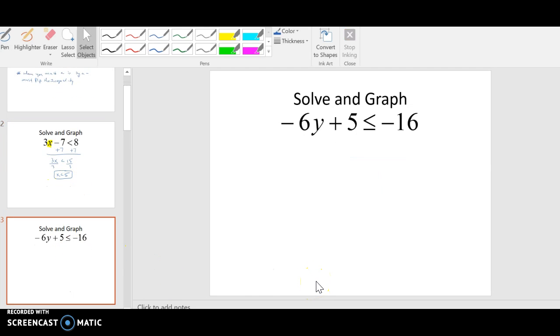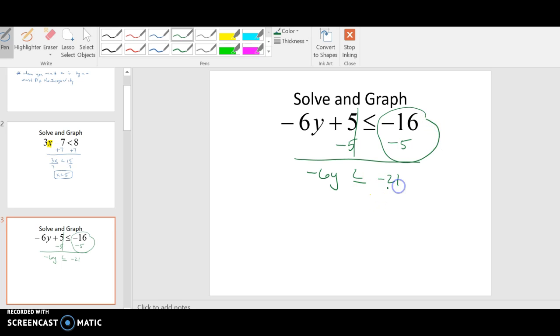Next one, right? So right away, to get rid of 5, I'm going to go ahead and subtract it. Now, again, you struggled a little bit with the addition in that. So we bring down negative 6y, and negative 16 minus 5 gives you negative 21. You have to keep track of that sign. Now, I'm going to go ahead and divide by negative 6. When I divide by negative 6, y is, I almost made the mistake, right? When you divide by a negative, you must flip the inequality sign.